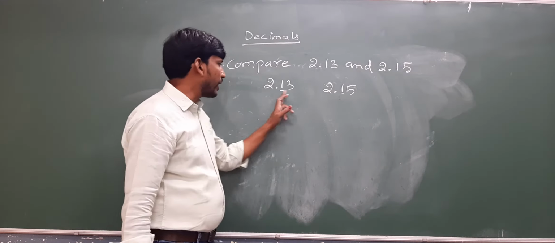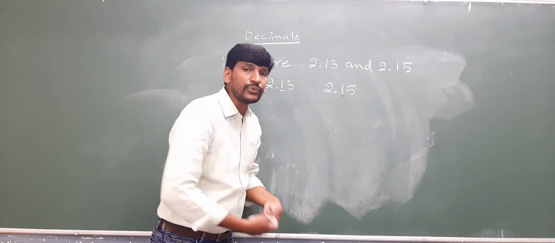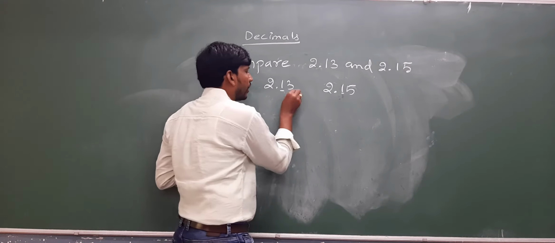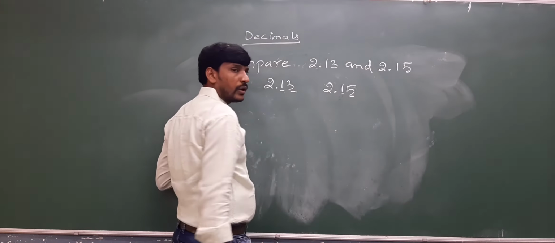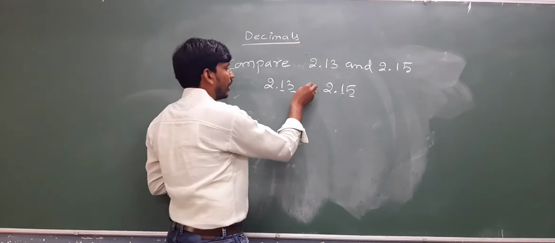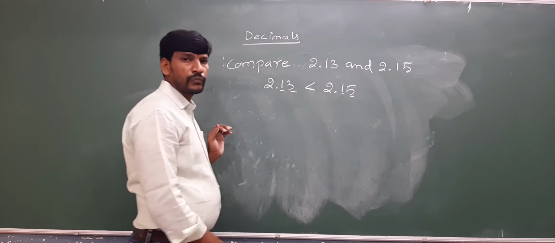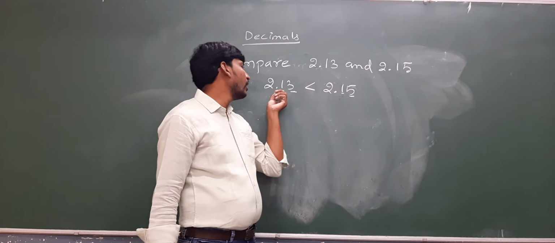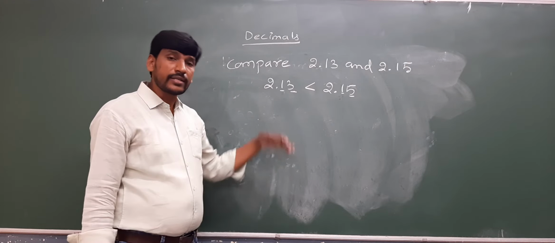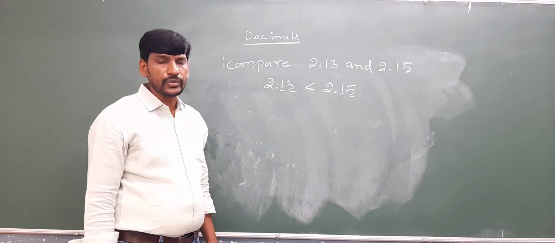So here also 1 and here also 1. Both are equal. Then you should move to the next value. Here it is 3. Here it is 5. Okay. In 3 and 5 which is the more value? 5 is the biggest value. So therefore 2.13 is less than 2.15, or 2.15 is more than 2.13. This is the process to compare the given decimal values.